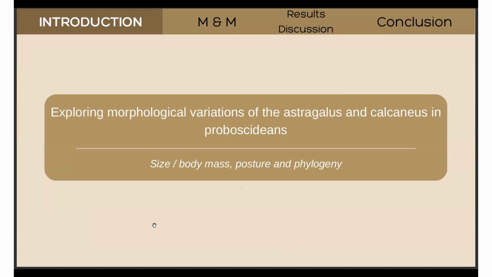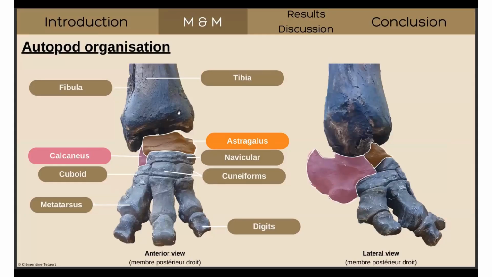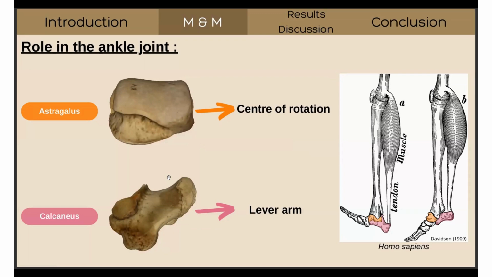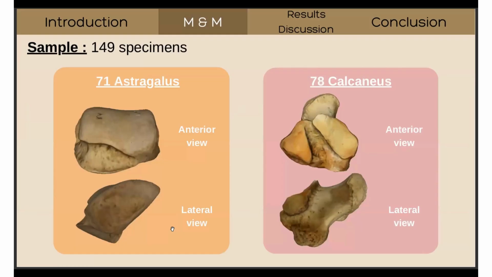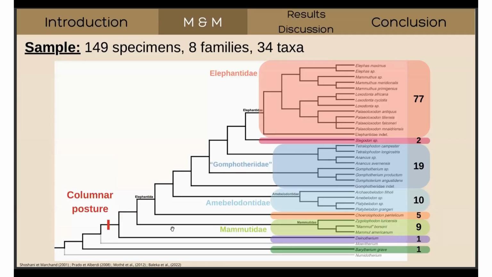The aim of my study was to explore the morphological variation of the astragalus and calcaneus in proboscideans through the prism of size, body mass, posture, and phylogeny. The astragalus and calcaneus form the first row of the tarsus, which connects the zygopod, tibia and fibula, to the rest of the autopod. They are highly involved in the ankle joint, as the astragalus forms the center of rotation and the calcaneus the lever arm of this articulation. My sample consisted of 149 3D specimens, including 71 astragali and 78 calcanei, which represent 8 families and 34 terminal taxa.